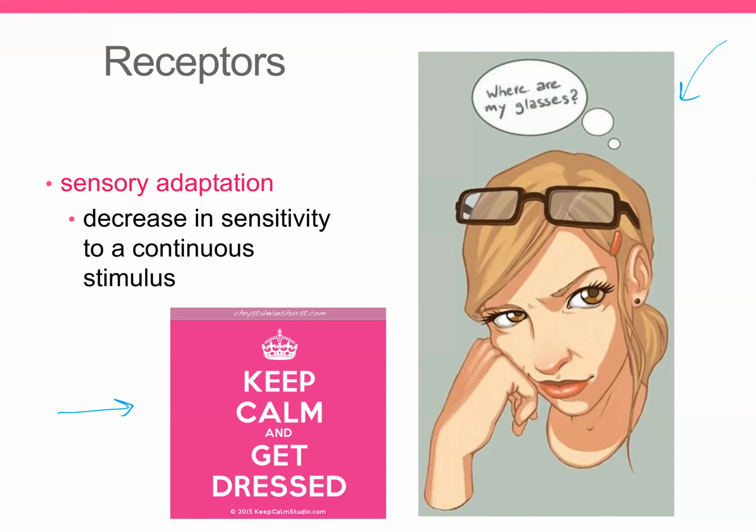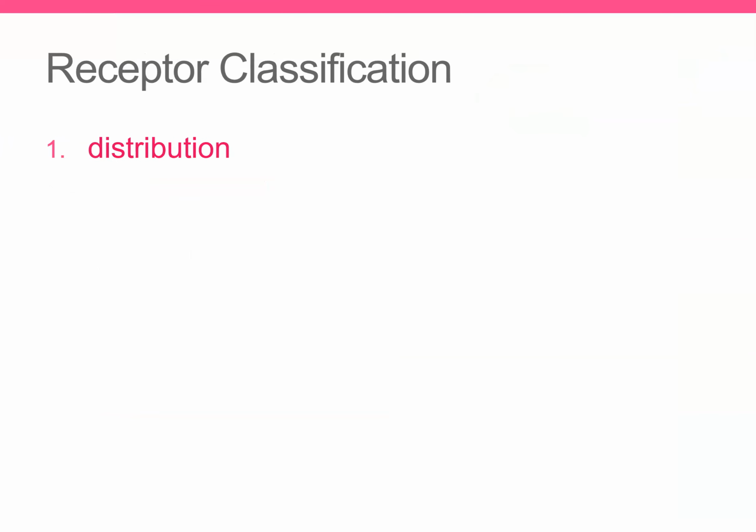So those are just a couple different examples of this thing called sensory adaptation. So it's adapting to the constant stimulus. All right, so let's get into how these receptors are going to be classified. There's different ways to classify them.